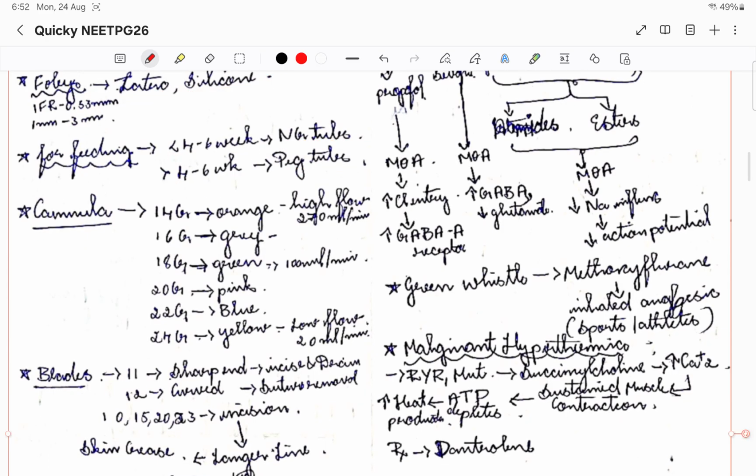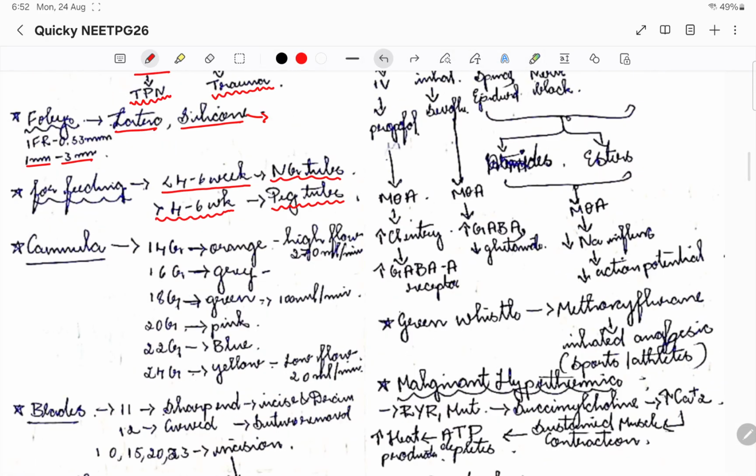So all the cannulas are very important. Please remember two cannulas, that is high flow and low flow. Okay, so 14 gauge will be orange and high flow, 270 milliliter per minute, and low flow is 24 gauge yellow, which will be 20 milliliter per minute.